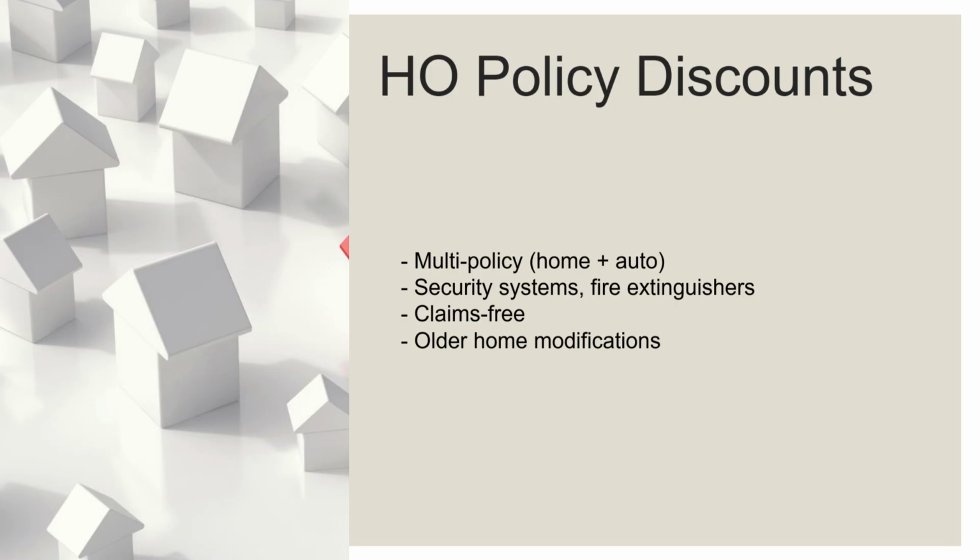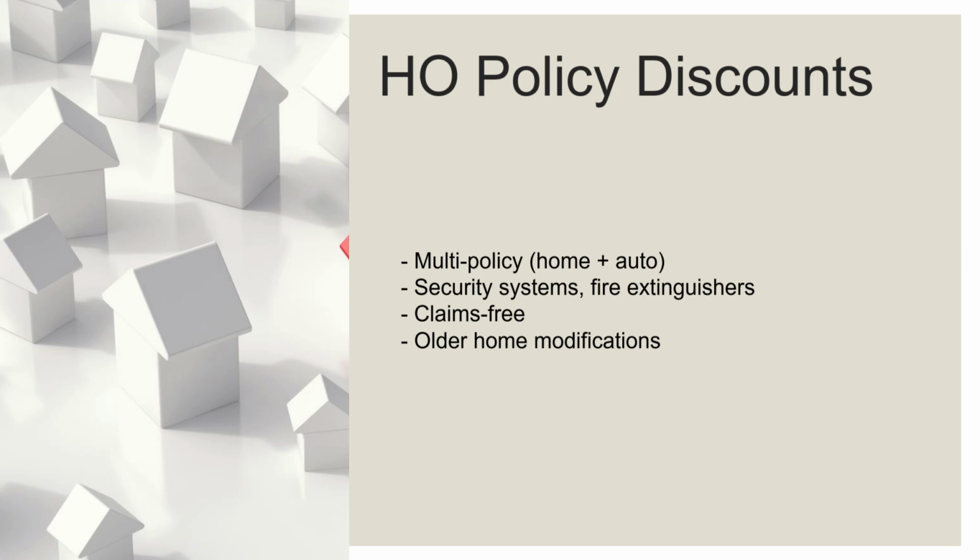Insurance companies reward risk reducing behavior with premium discounts. The most common discounts include multi policy. Bundling home and auto policies with the same insurer can save 10% or more on each policy. Protective devices. Installing smoke detectors, burglar alarms, deadbolt locks, or sprinkler systems can lower premiums because they reduce the risk of a major loss.